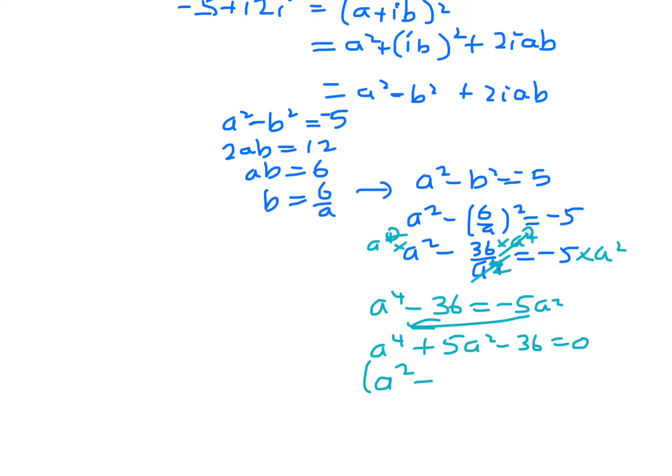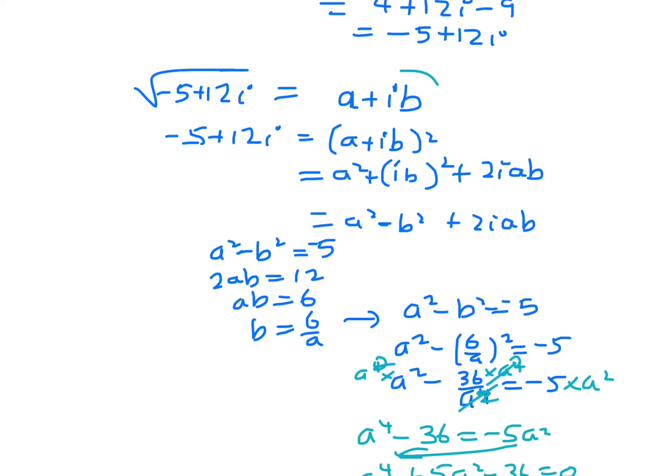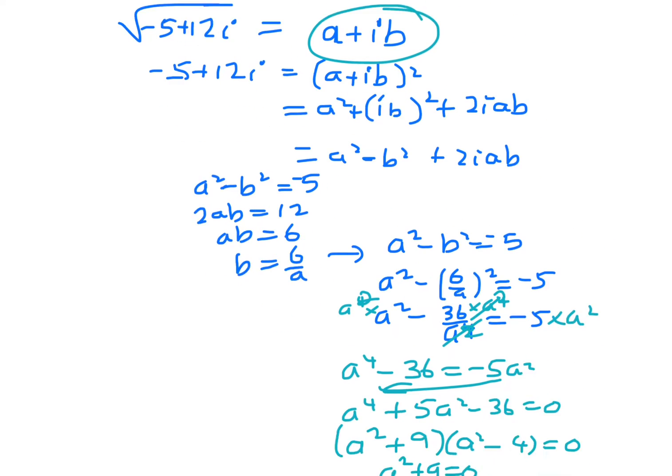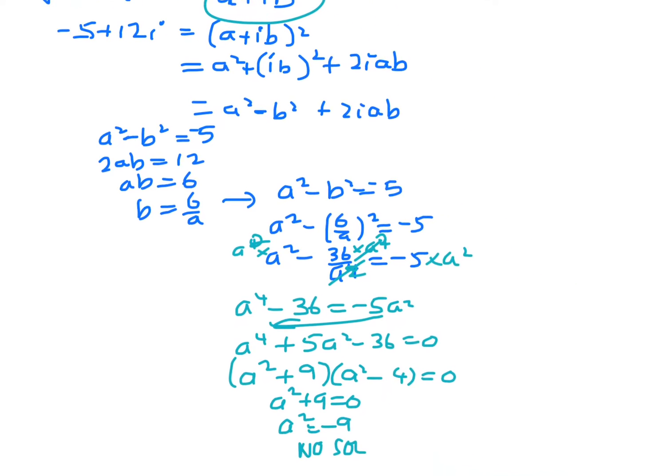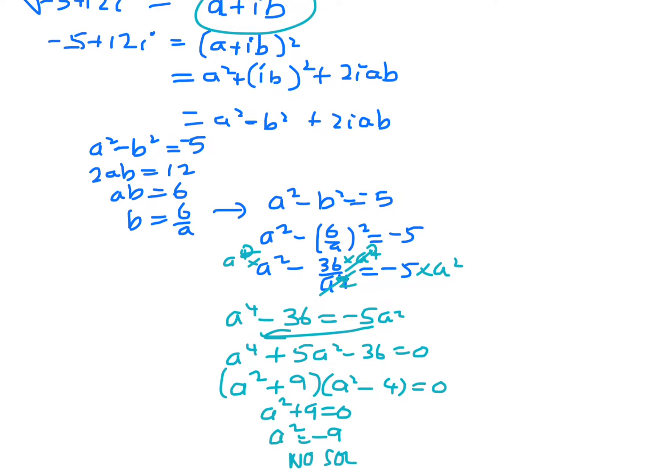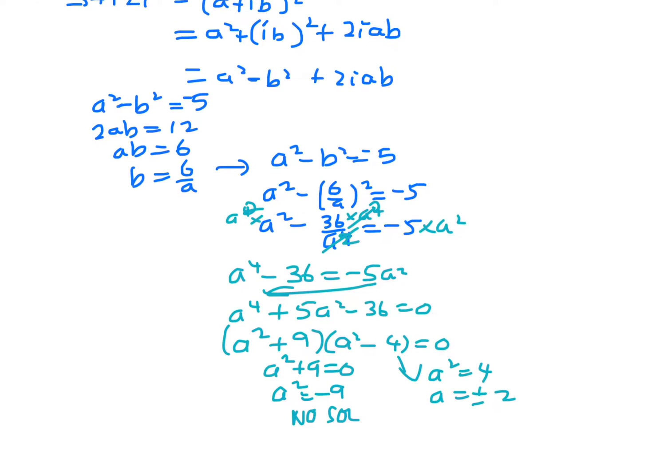So you get (a squared plus 9)(a squared minus 4) equals 0. A squared plus 9 equals 0, a squared is minus 9. There's actually no solution because when you're setting this up, originally the a and the b would have to be real. Therefore, that's going to be no solution here. Okay, this one here, you get a squared equals 4, so a is plus or minus 2.